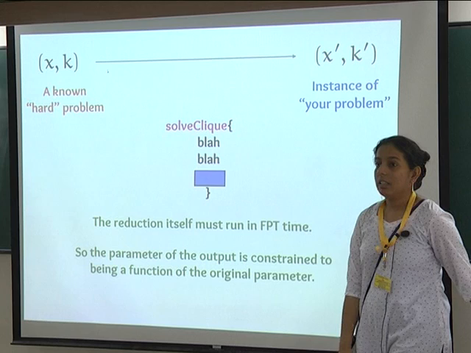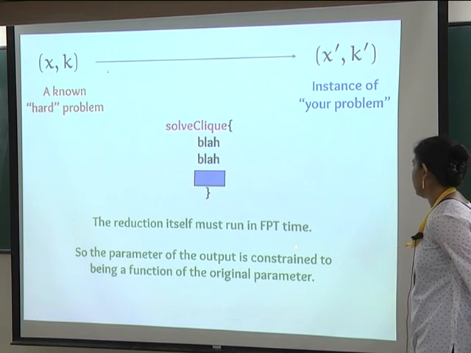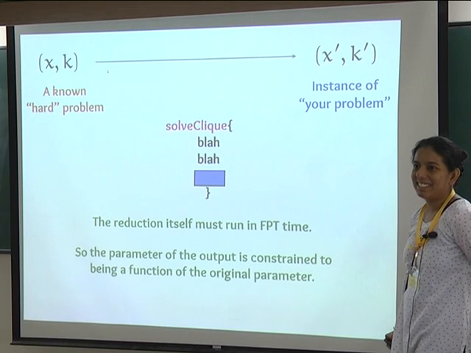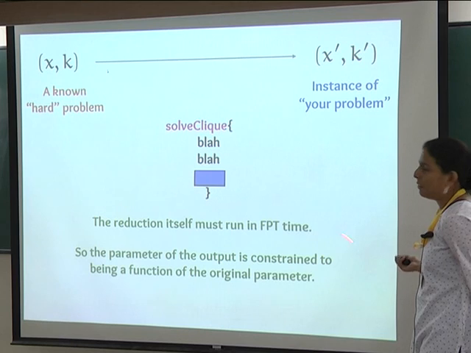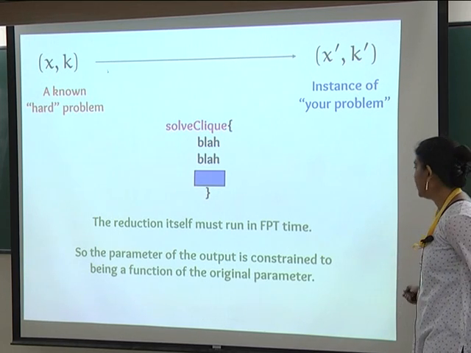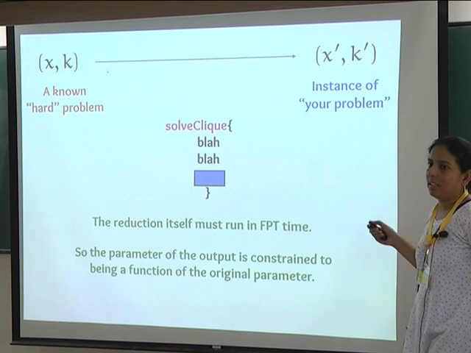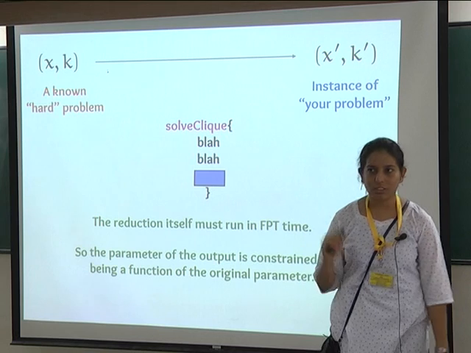So even the size of X prime could be FPT size, right? Is there anything on the slide contradicting that? No. Once you spend FPT time generating the instance, you could potentially be generating a fairly large instance. But polynomial in X prime is still going to be FPT in the original parameter, which is a good point.